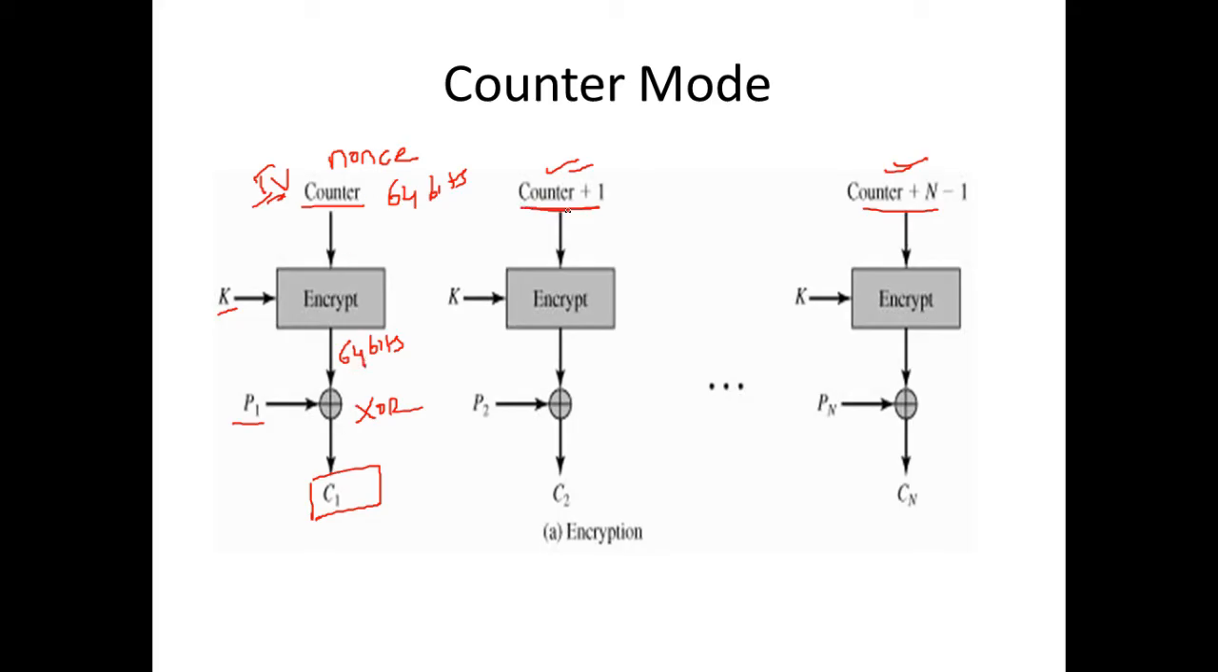Likewise, here we take the previous counter, increment it by 1, and feed it to the encryption algorithm. You encrypt that, you get 64 bits, and you take 64 bits of plain text and XOR it, and then you get C2. So this counter gets incremented for every block. And you can see all the encryption can happen in parallel here.